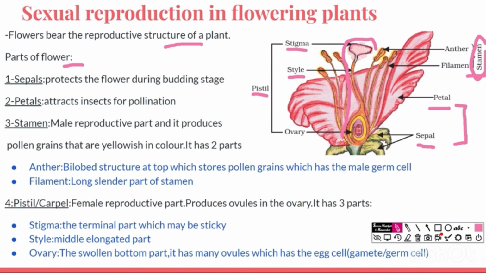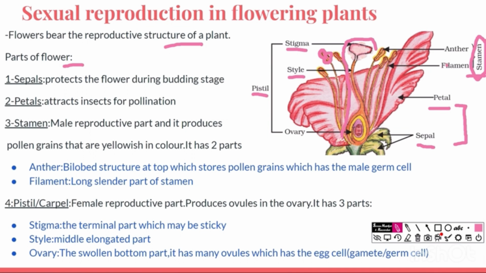So stamen is the male reproductive part. You can see here these structures; these are called the stamen. Stamen also has two parts. You can see on the top it has a bilobed part. This part has two lobes. In this diagram you can see it nicely. It has two lobes like this, kidney bean type.